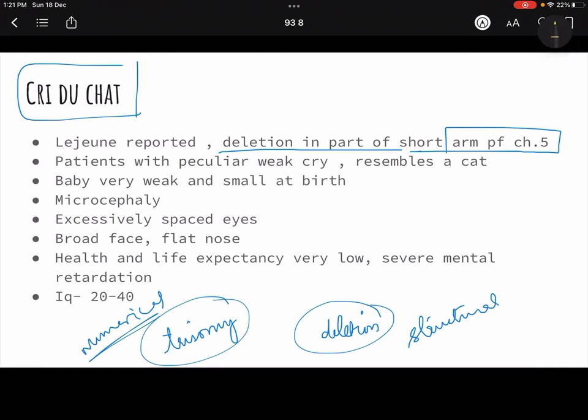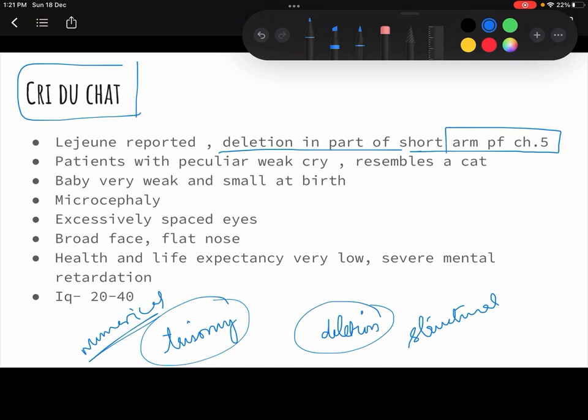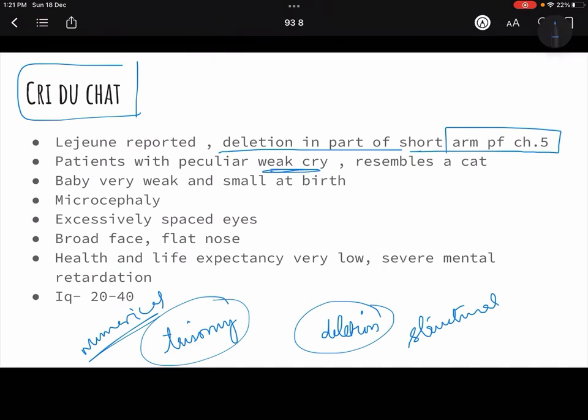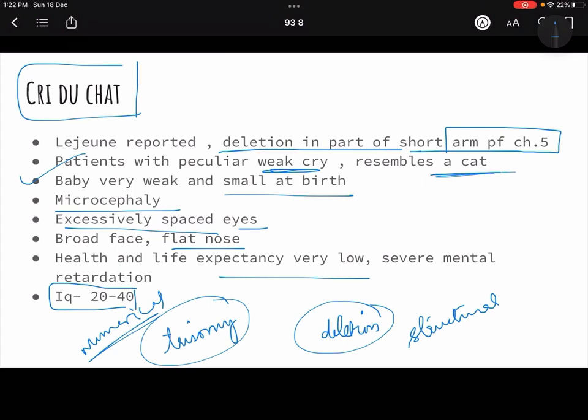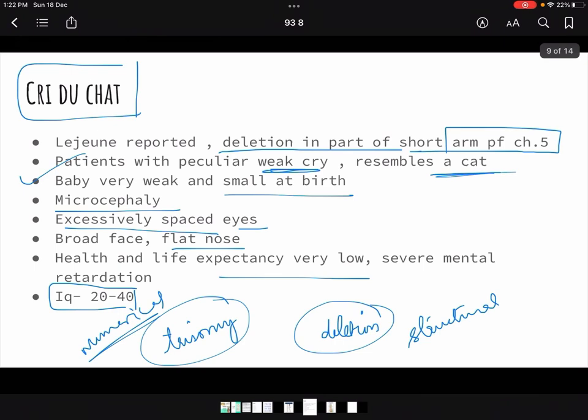So patients in this case have a very peculiar weak cry, that means when they cry it's a very weak sound that they produce, and it resembles a cat's mewing. A cat mews, it sounds like that. The baby is very weak and small at birth. There is microcephaly. Excessively spaced eyes are there. The face is broad, flat, with a flat nose. Health and life expectancy is very low, and there is severe mental retardation, with an IQ of around 20 to 40, which shows a very subnormal IQ.